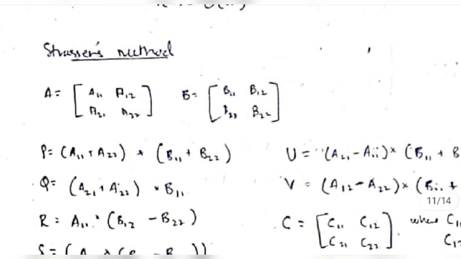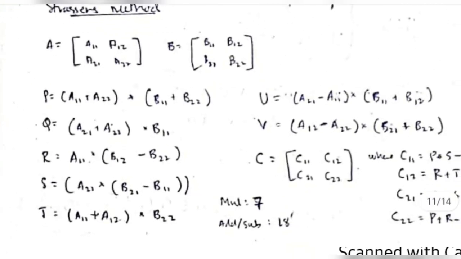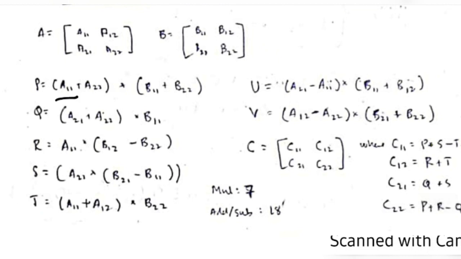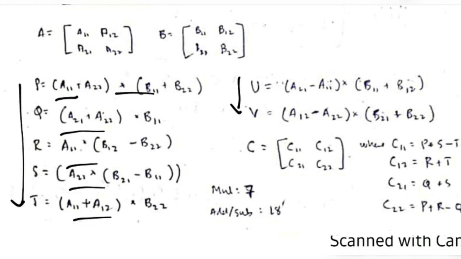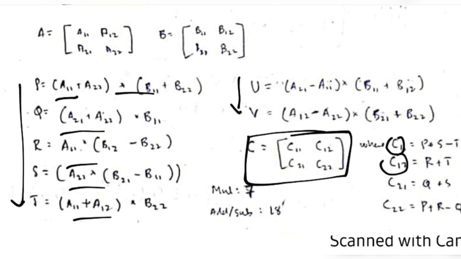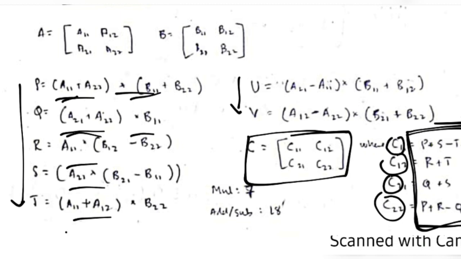Now let's see what Strassen's method is. Here some things you need to keep in mind. Remember these formulas. We have to find out what P, Q, R, S, T, U and V are. After that we have to find the main matrix elements, which are C11, C12, C21 and C22. This depends on these values, which you have to find out by remembering these formulas.